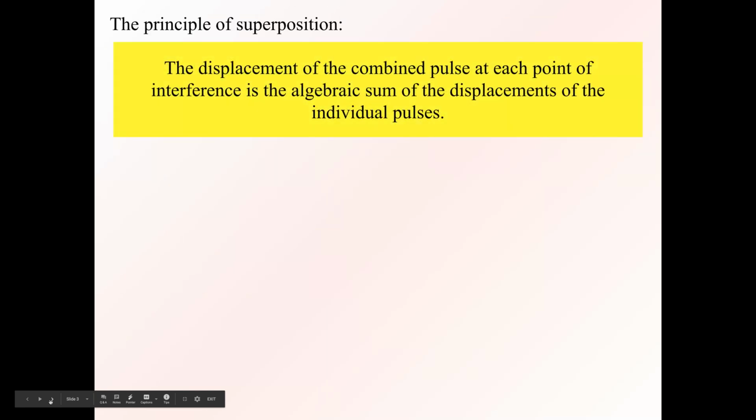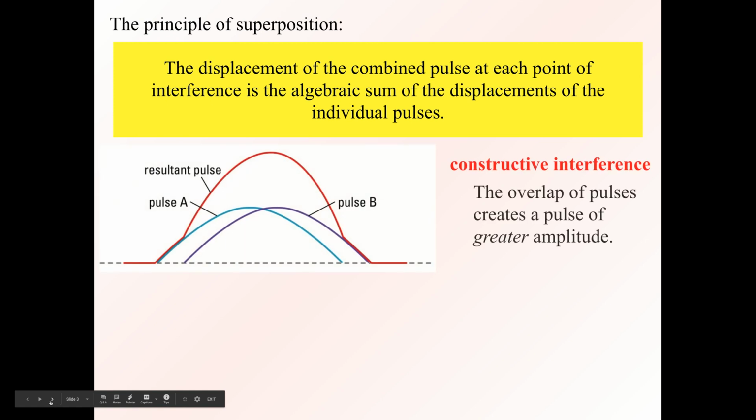The principle of superposition is that the displacement of the combined pulse at each point of interference is the algebraic sum of the displacements of the individual pulses. So if we have pulse A and pulse B, the resultant pulse is we just add their displacements up. So this is going to be twice as high.